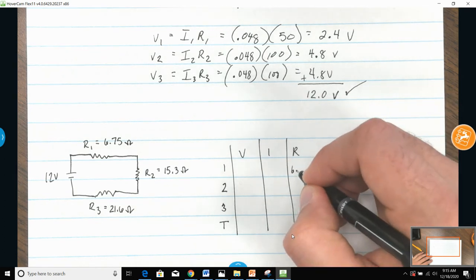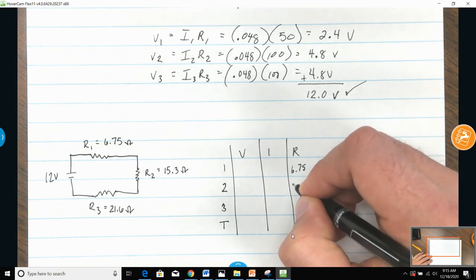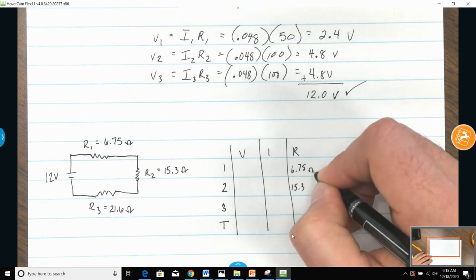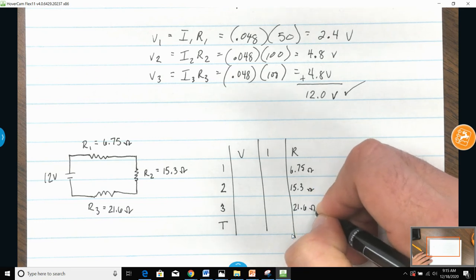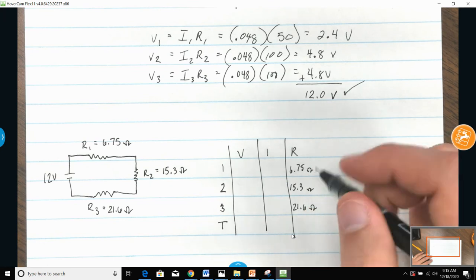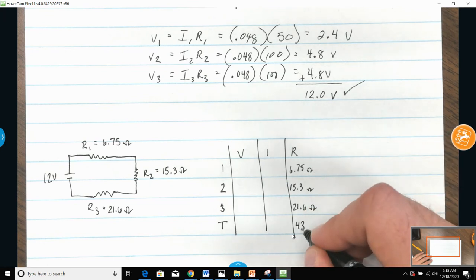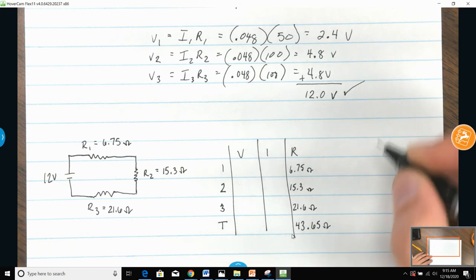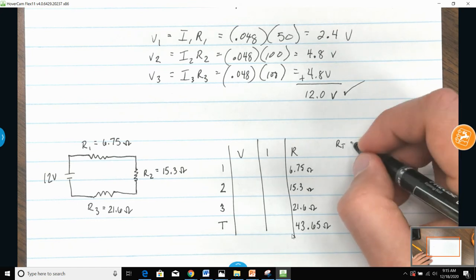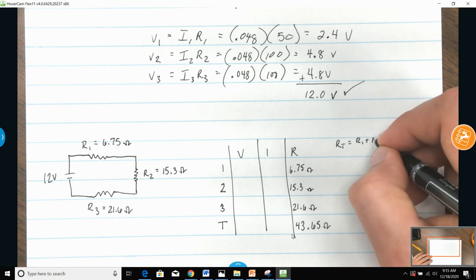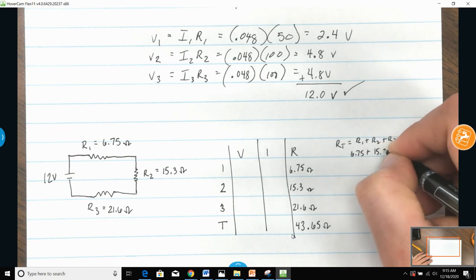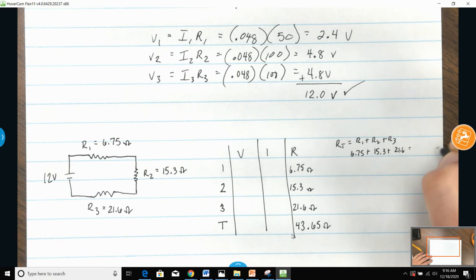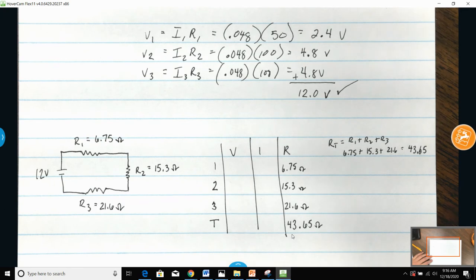Okay, we're given the resistor values: the 6.75, the 15.3, the 21.6, and then you add all of them together and come out with 43.65. So RT is going to equal R1 plus R2 plus R3. The 6.75 plus the 15.3 plus the 21.6 gives us 43.65. That's just where it comes from, so you don't freak out.